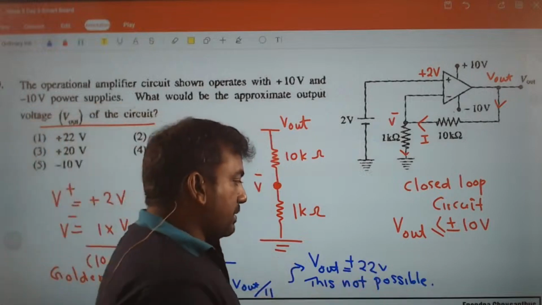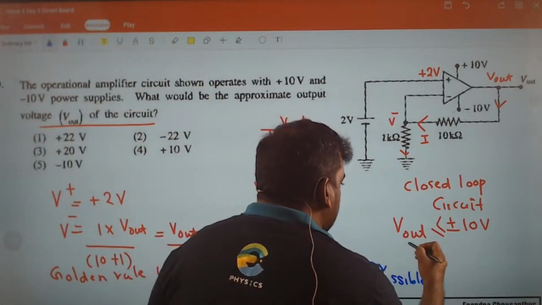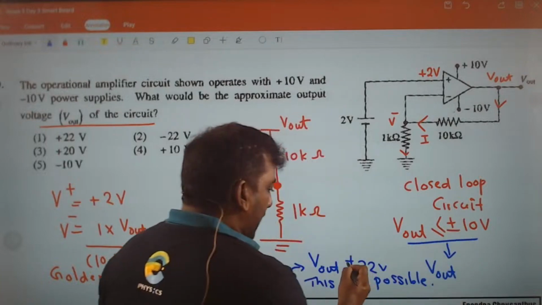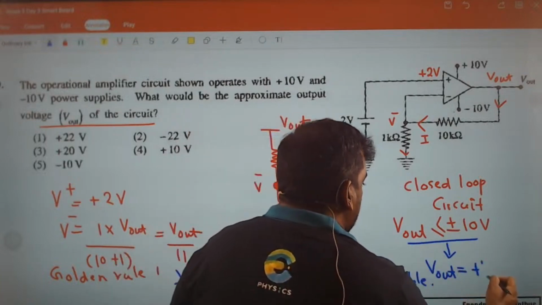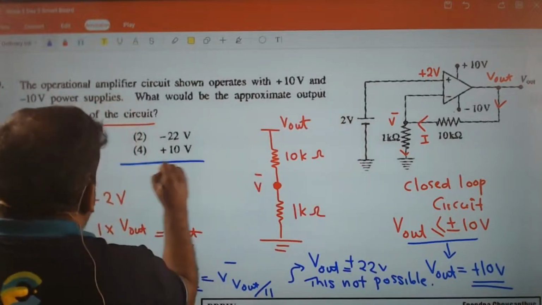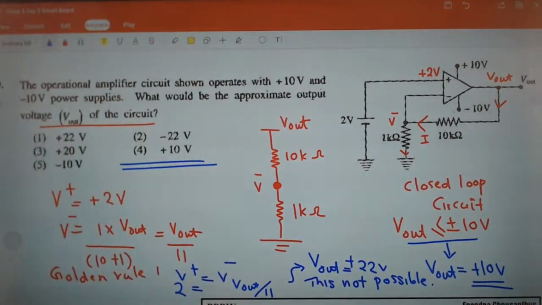If it's not possible, because the output can never exceed the supply, this is the condition. Therefore the output voltage here is not plus 22. The maximum possible is plus 10 volts. The correct answer is answer number 4.